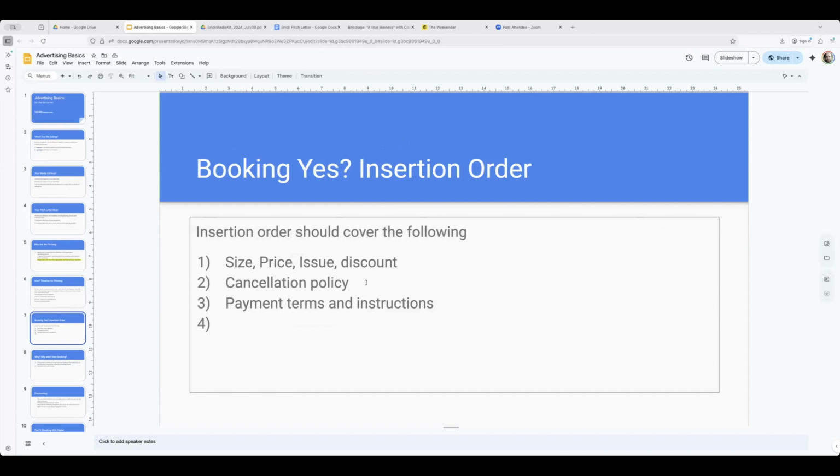I didn't provide one because everybody's different, but you can create a basic Word document or a PDF. If you don't have Adobe, you can do it in Word, totally fine. Size, price, issue, discount if you're offering any kind of discount. Cancellation policy. Cancellation policy is really important. What are the rules around cancelling? How many days do they have to give you if they want to cancel? How much of the fee for the ad do they get back if they cancel within a certain period?